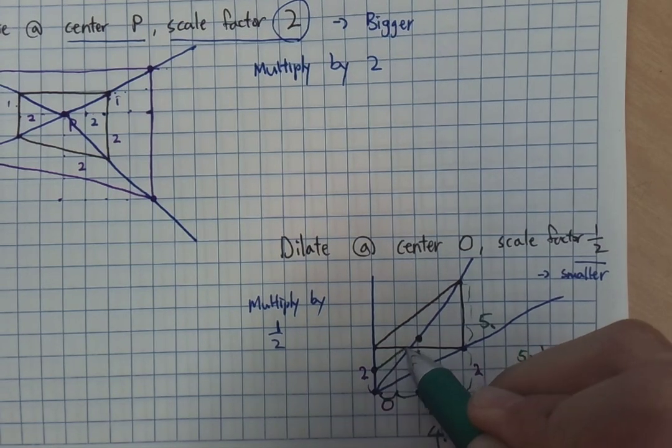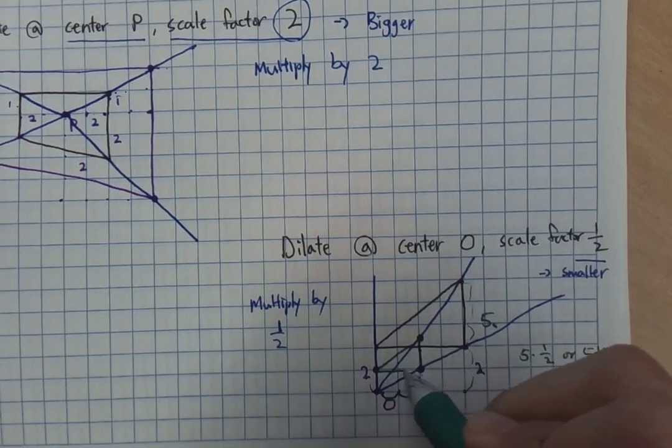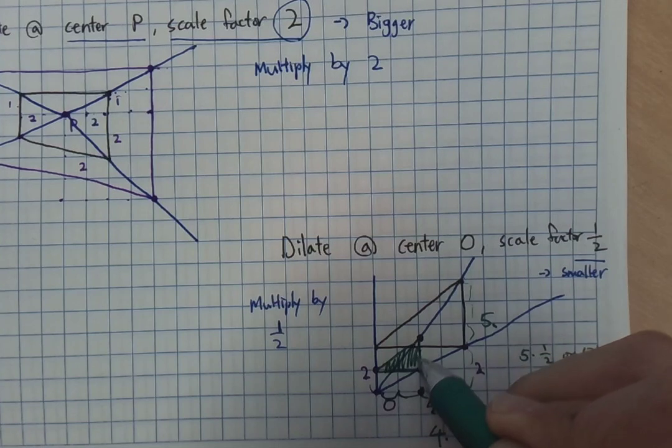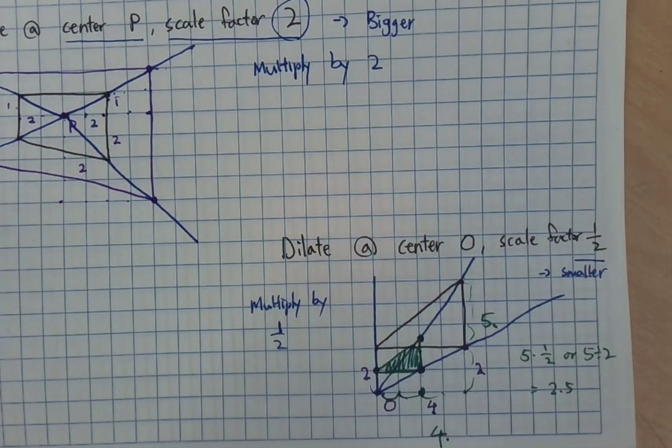So I'm going to connect here. I'm going to connect there. I'm going to connect there. Let me color it. That is my new dilated image after multiplying with a scale factor 1/2 at center O. So really, you need to remember that you are connecting the center, wherever the center is, maybe inside, maybe on a shape, or maybe outside, wherever the center is, connect by using guiding line between center and each vertices of a shape. Then look at the scale factor to determine if it's going to get larger or smaller.